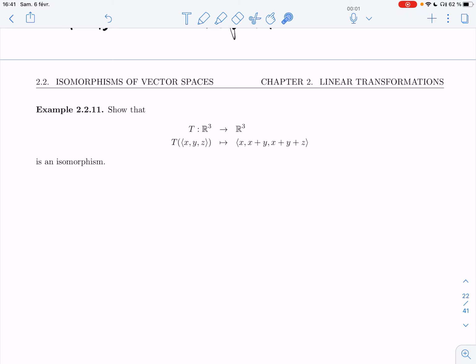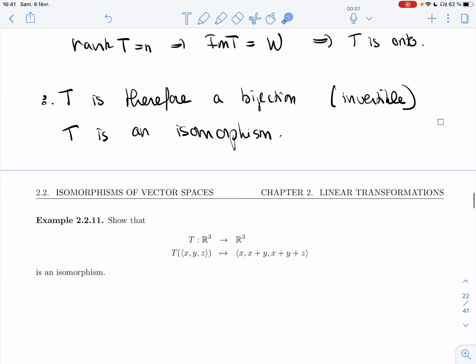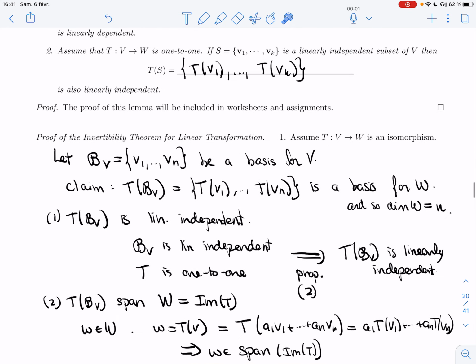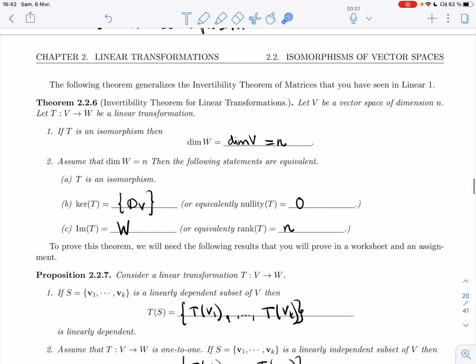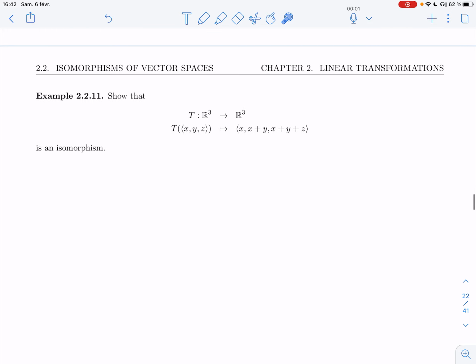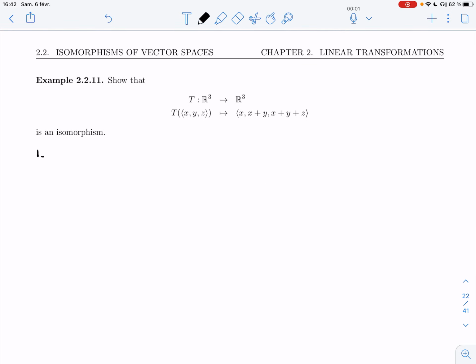All right, two things I need to prove. First, I need to prove it's linear, and then I need to prove it's an invertible map. But if you notice, once I know that I have a linear transformation, if I know that the two vector spaces have the same dimension, then instead of proving this, I can just look at the kernel and show the kernel is 0. That's what we'll do. All right, so first, T is a linear transformation.